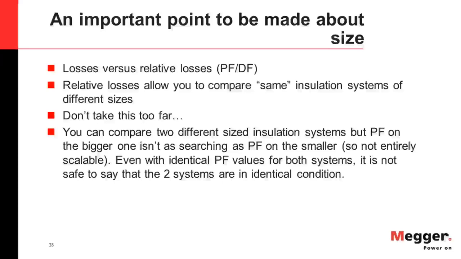Even with identical power factor values for both the small and the large, it's not safe to say that the two systems are in identical condition. As in the example I just gave you, the autotransformer and tertiary, a serious problem can be lurking behind a good power factor value if the insulation system is large enough and you can't see it. So I would feel much more confident with a low, good power factor test result on the much smaller of the two insulation systems.